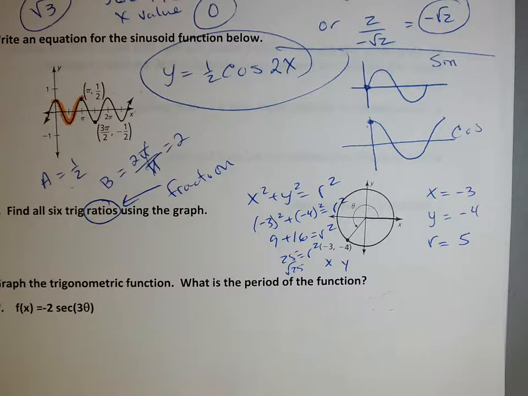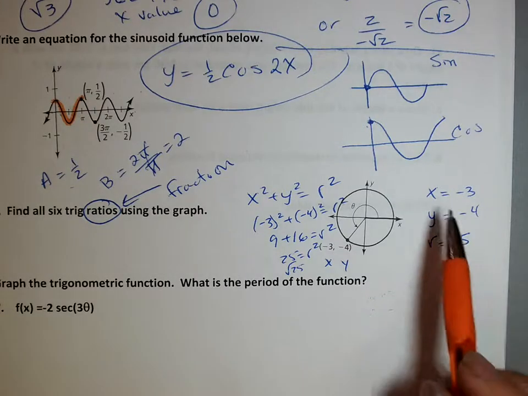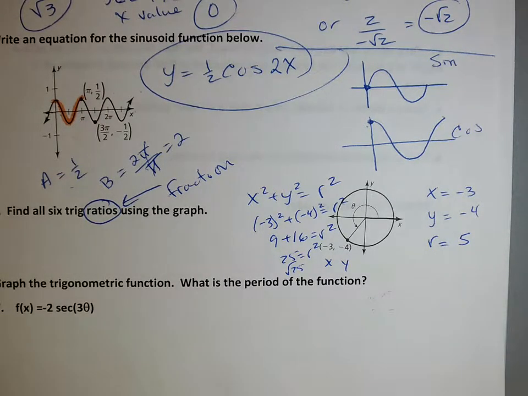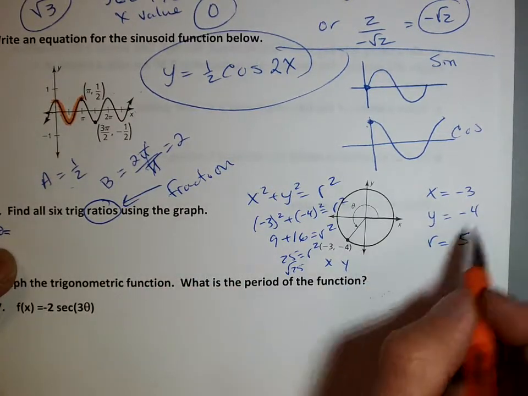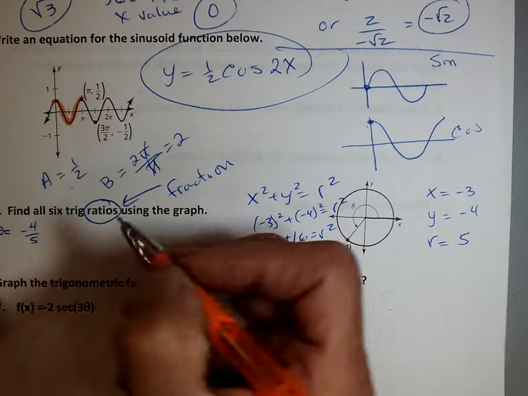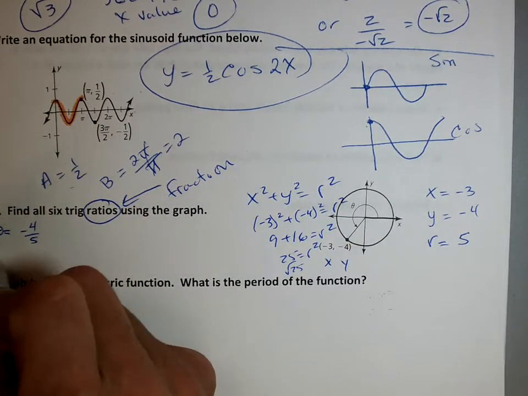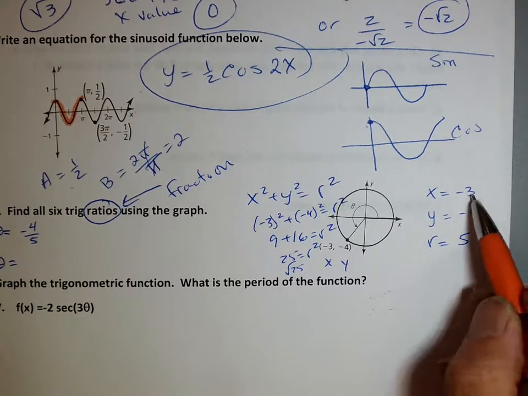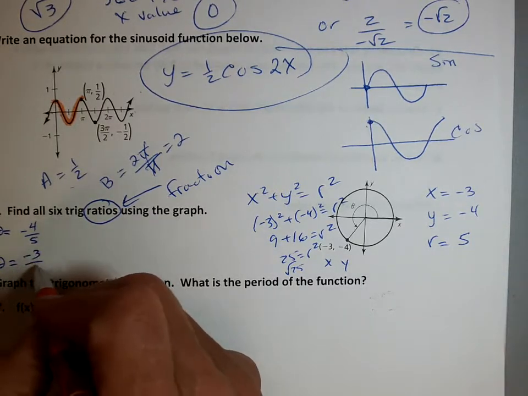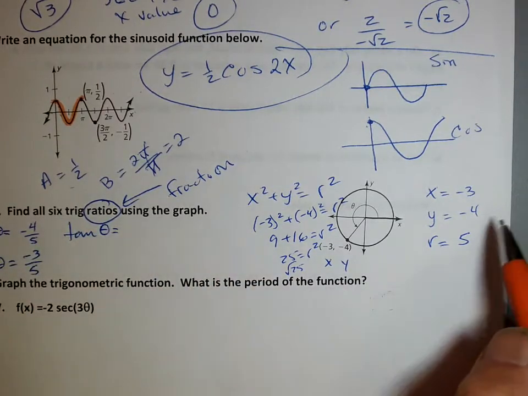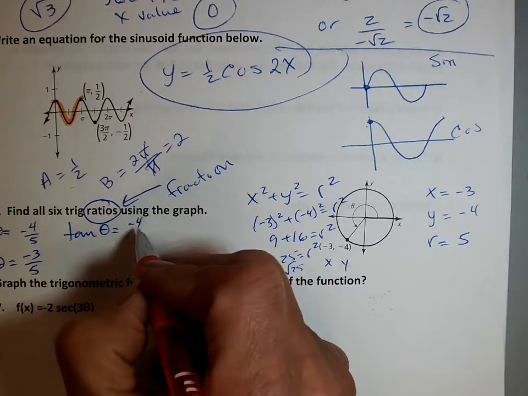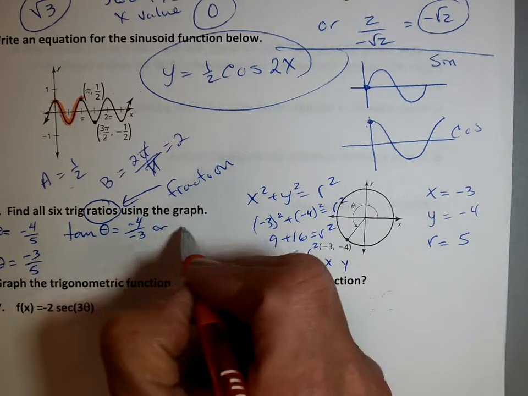Same thing. Now, all we got to do is take these values, x, y, and r, and put them in. So, first of all, sine of theta of this angle is the y over the r, so it's going to be -4 over 5. Cosine of theta is my x over my r, which is -3 over 5. Tangent of theta is my y over my x, which is -4 over -3, or 4 over 3, right?